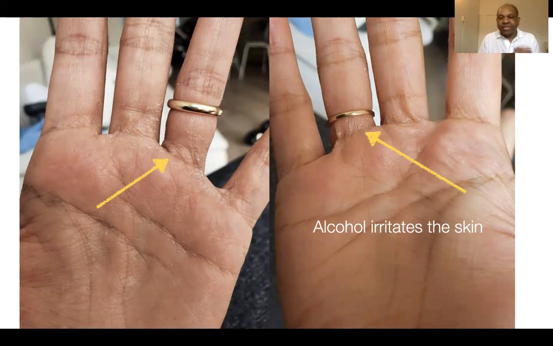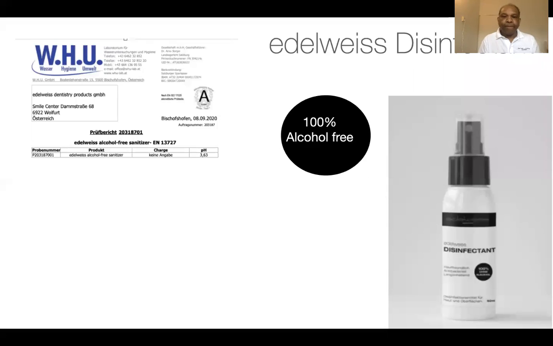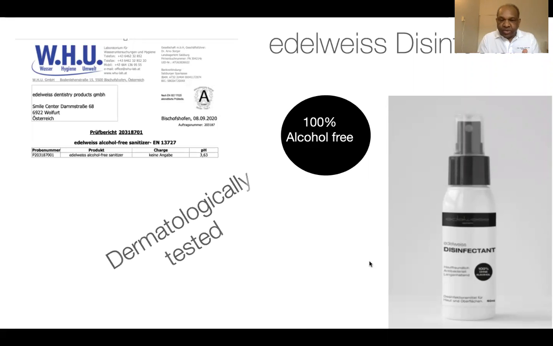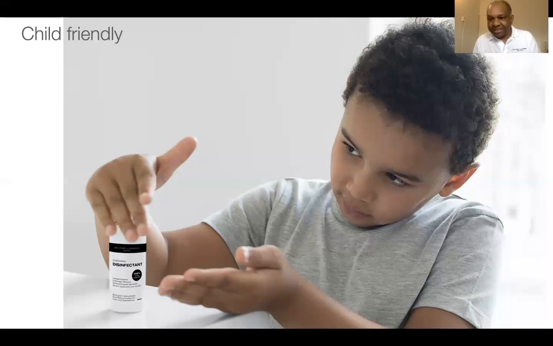Because of this, Edelweiss decided to go for a non-alcohol-based disinfectant. But they had to do a test to see whether it is dermatologically safe. An independent lab here in Austria, the WHO lab, has dermatologically tested this and shown it to be perfectly safe for both children as well as adults.